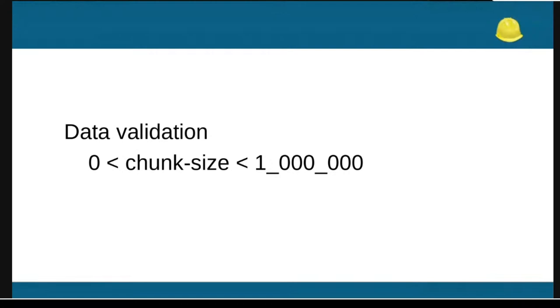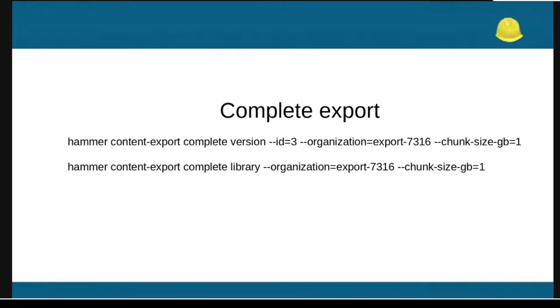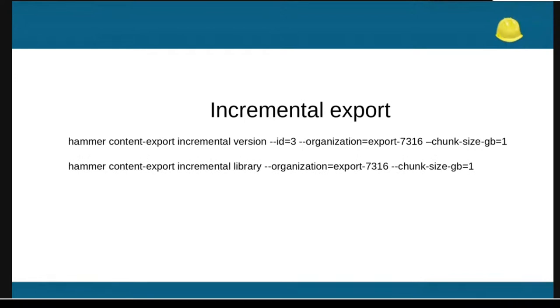Data validation is also added to the specified chunk size value. It has to be greater than 0 and less than 1 million. That makes the exported archive size between 1 gigabyte and 1 petabyte. The chunk-size-gb option is available to complete export for both version and library commands, and available to incremental export for both version and library commands.